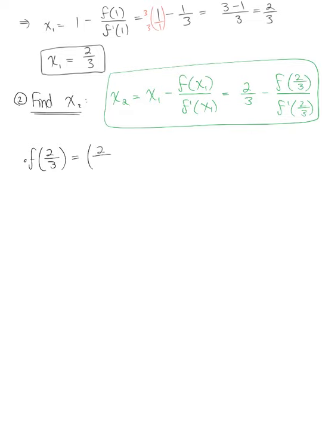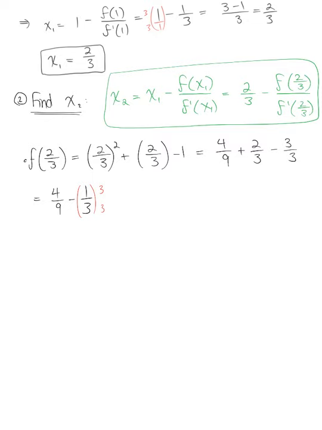Plugging this into the original function, we have 2/3 squared plus 2/3 minus 1. So this will be 4/9 plus 2/3, and I'll rewrite minus 1 as minus 3/3. So this simplifies to 4/9 minus 1/3, and getting a common denominator here, multiplying the top and bottom of 1/3 by 3, we're left with 4 minus 3 over 9 for 1/9.